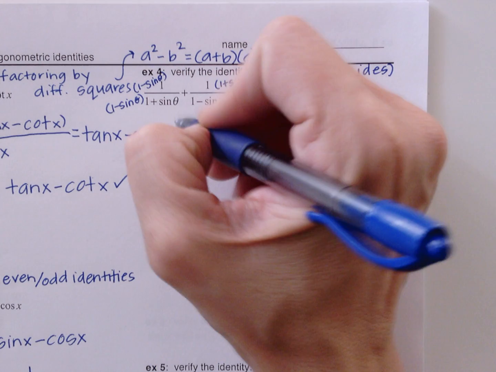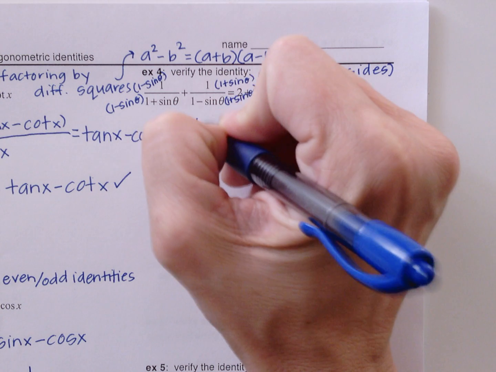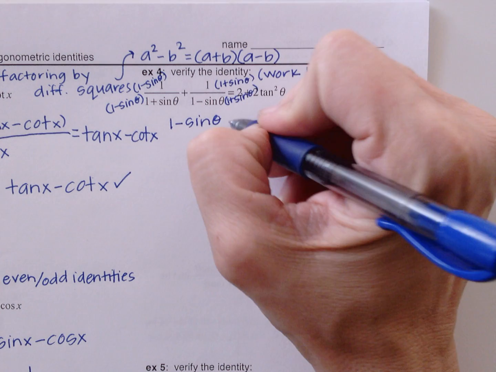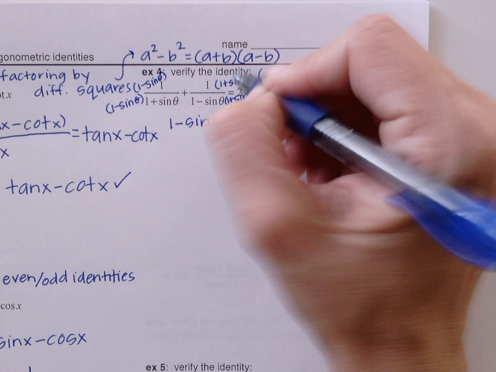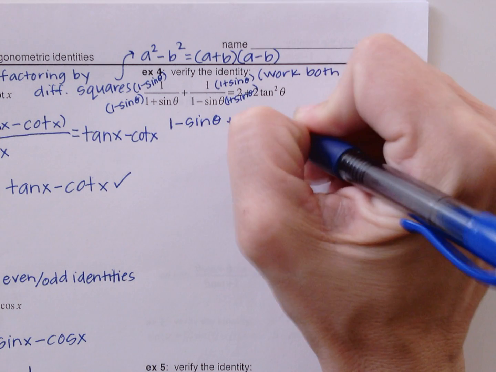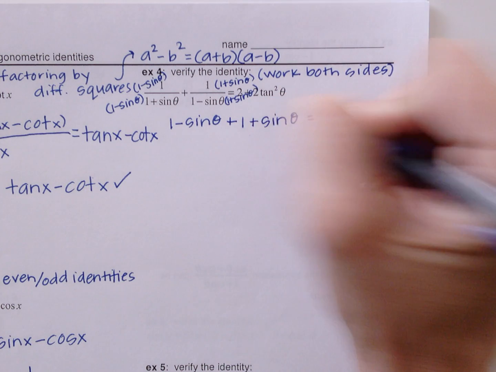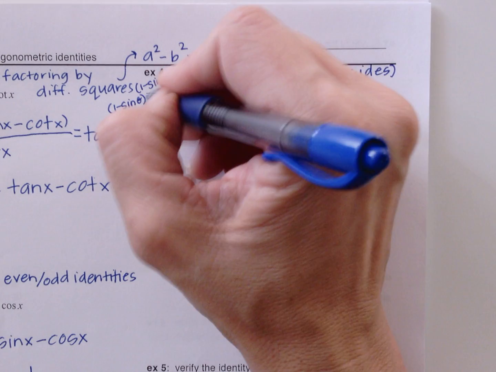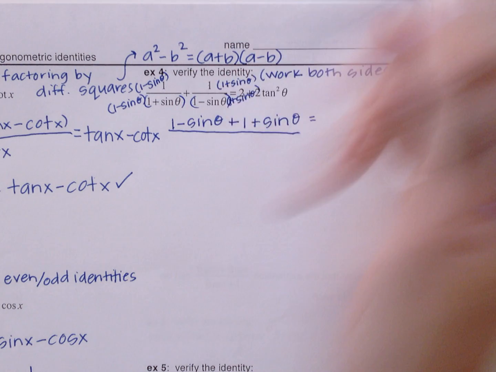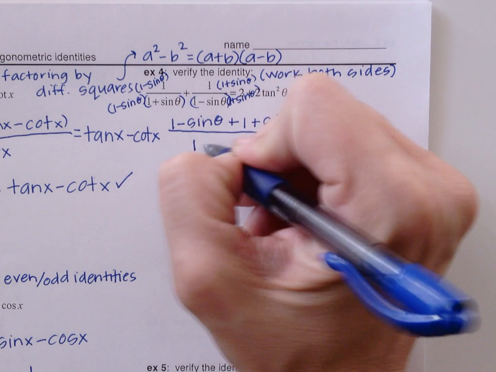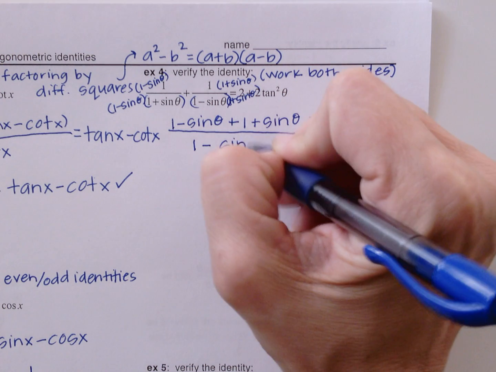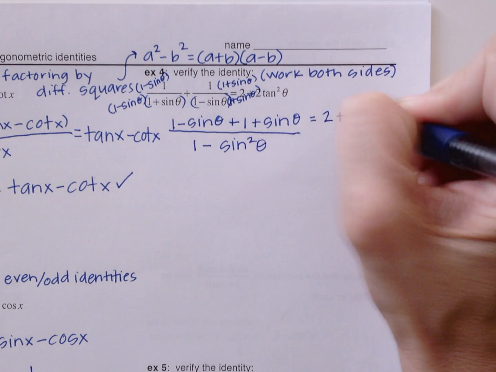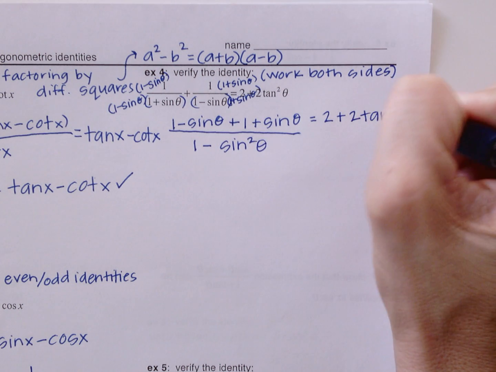So in the numerator, I'm going to end up with 1 minus sine theta, because 1 minus sine theta times 1 is 1 minus sine theta, plus 1 times 1 plus sine theta. And in the denominator of this side, I am going to make sure to multiply these together, and I'm going to use the difference of squares pattern, so this would be 1 minus sine squared theta. And that equals 2 plus 2 tangent squared theta.